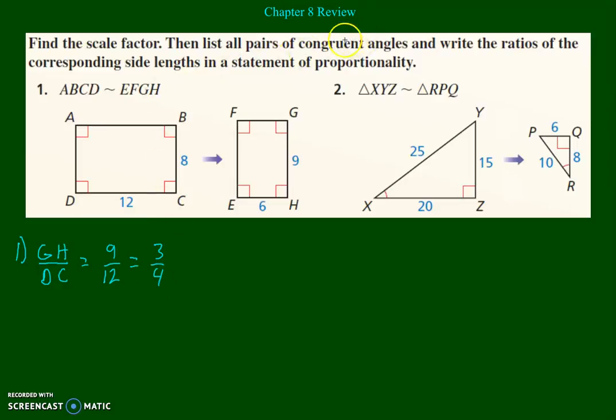Now, from a congruent standpoint, congruent angles, we know that angle A corresponds to angle E, angle B to F, C to G, and D to H. So those are going to be our corresponding congruent statements. We write angle A is congruent to angle E, angle B is congruent to angle F, angle C is congruent to angle G, and angle D is congruent to angle H. We just followed along this similarity statement.